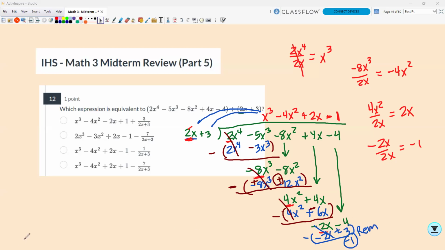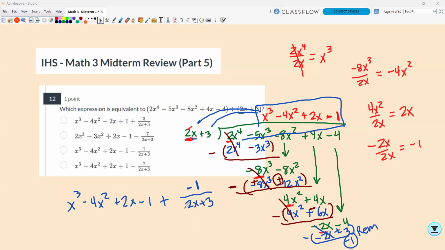So when you do your final answer, you'll take the stuff that's up top. That's your quotient. So we do this stuff: x cubed minus 4x squared plus 2x minus 1. And then we do plus or minus. I'm going to just do plus here. And then put our remainder on top. So our remainder is negative 1, and we put that over our divisor, which is 2x plus 3. Now you notice my answer isn't 100% like that. Plus negative is really minusing. So which one of those will line up with that? Hopefully you can look at the answer choices and figure out which one that is.